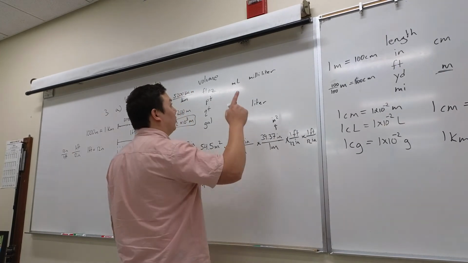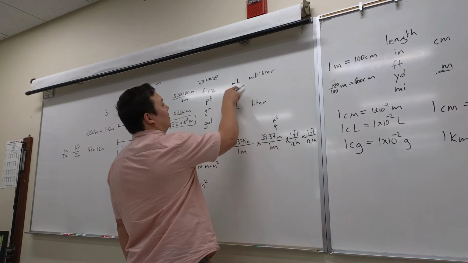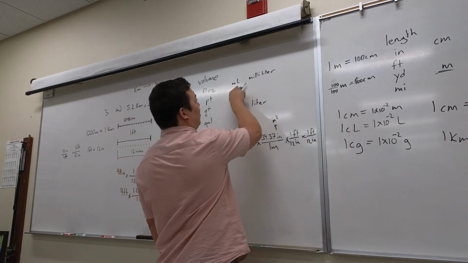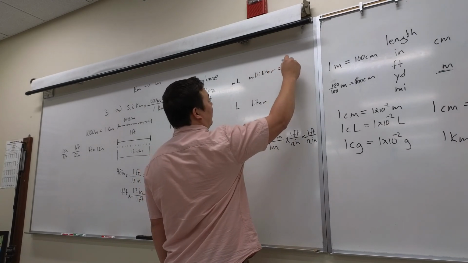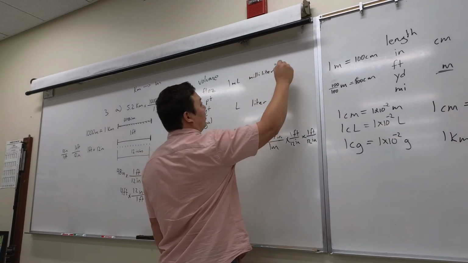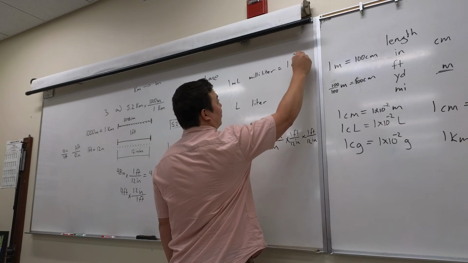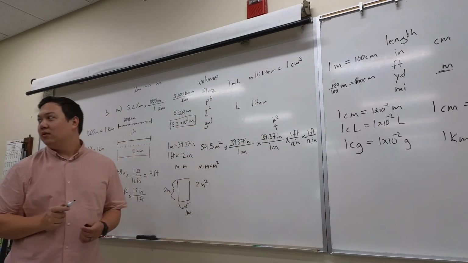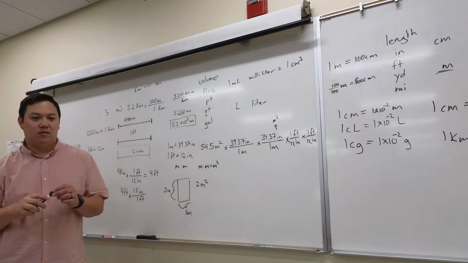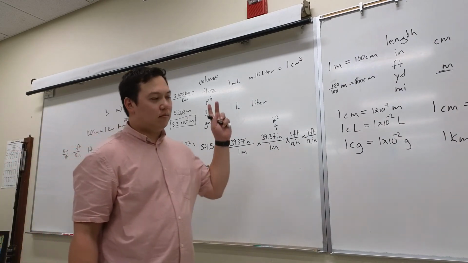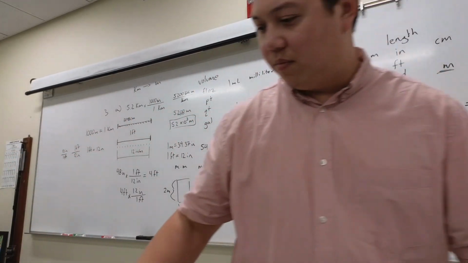The one unit that I do want to call to your attention actually has to do with the milliliter. A milliliter is the same thing as, so 1 milliliter equals 1 centimeter cubed. So there's a problem.